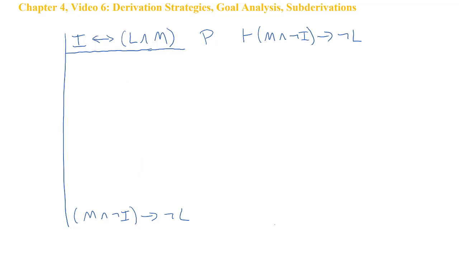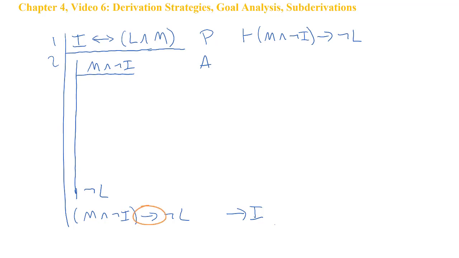Now, the next and most important step is to ask, what is the main connective of my goal? It is obviously that conditional, so again, I think this is going to come from conditional introduction, which means I need a subderivation taking the antecedent M and not I as the auxiliary assumption and driving towards not L as the goal. Now we focus on not L as the new subgoal, and its main connective is obviously the negation.